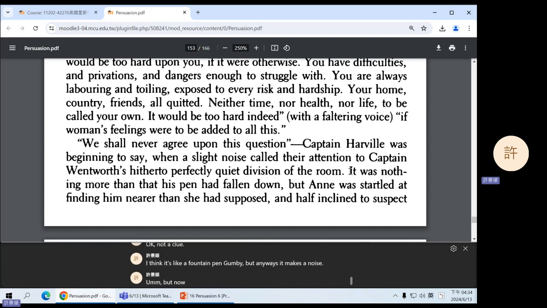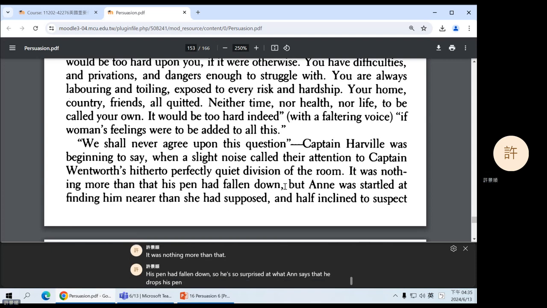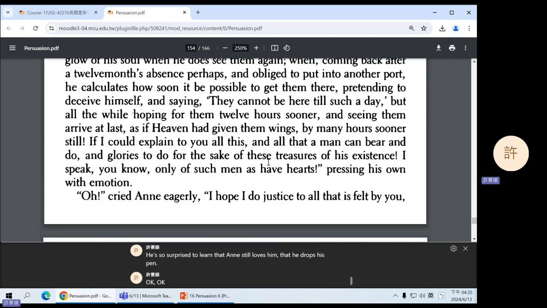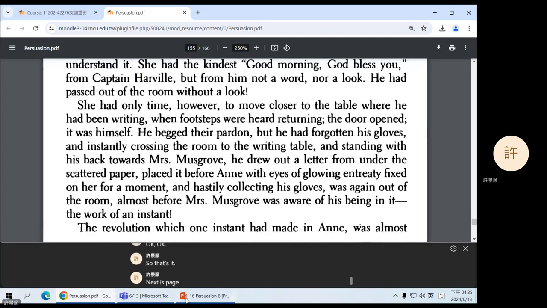But now there's a sound. It was nothing more than that his pen had fallen down. So he's so surprised at what Anne says that he drops his pen. He's so surprised to learn that Anne still loves him that he drops his pen. Okay. So that's it. Next is page 164.